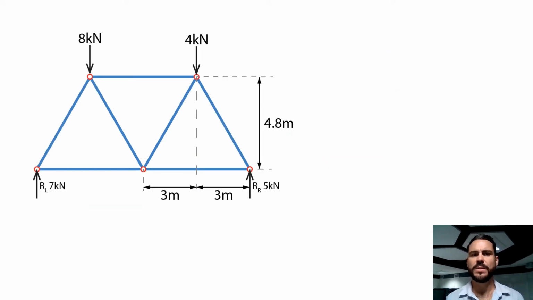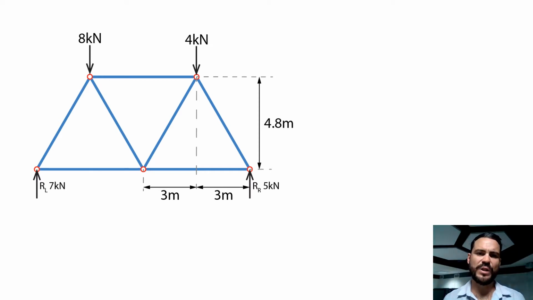Alrighty, let's look at this problem here. Now, in this particular problem, we're given the reactions, okay? Sometimes you'll be asked to solve those reactions, and if you're asked to do that in a situation like this, don't get put off by the fact that the forces are coming on top of a system 4.8 up.